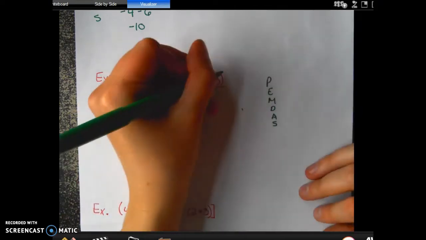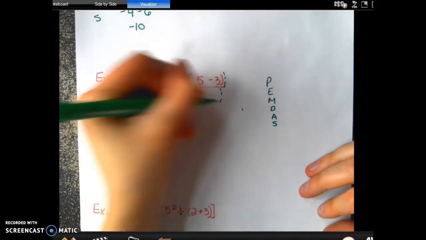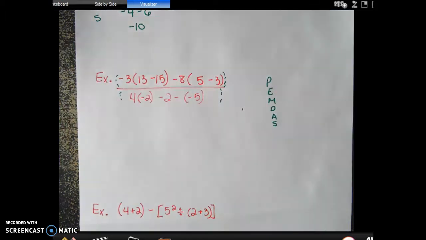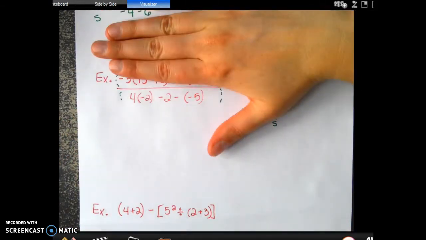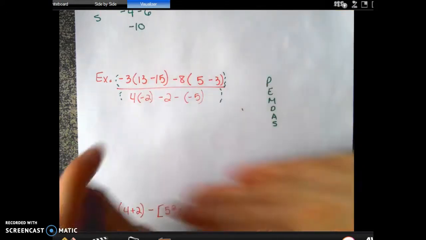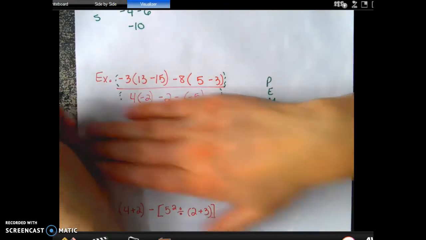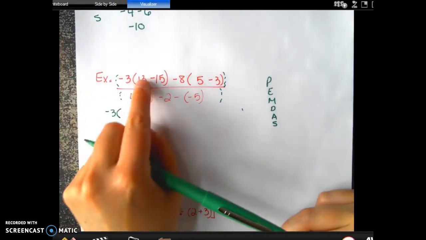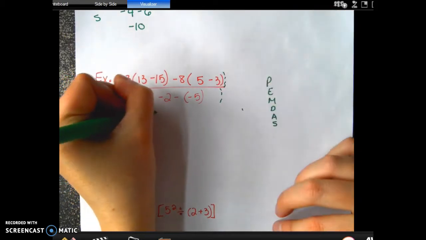What I like to say about that is there's kind of like invisible parentheses on top and bottom, which tell you to simplify the top completely, simplify the bottom completely. So what I like to do with these is start with just the top and then worry about just the bottom, okay? On the top, I see that I have some parentheses, so I'm going to do that first. That would give me negative 3, 13 minus 15 is negative 2, minus 8, 5 minus 3 is 2.